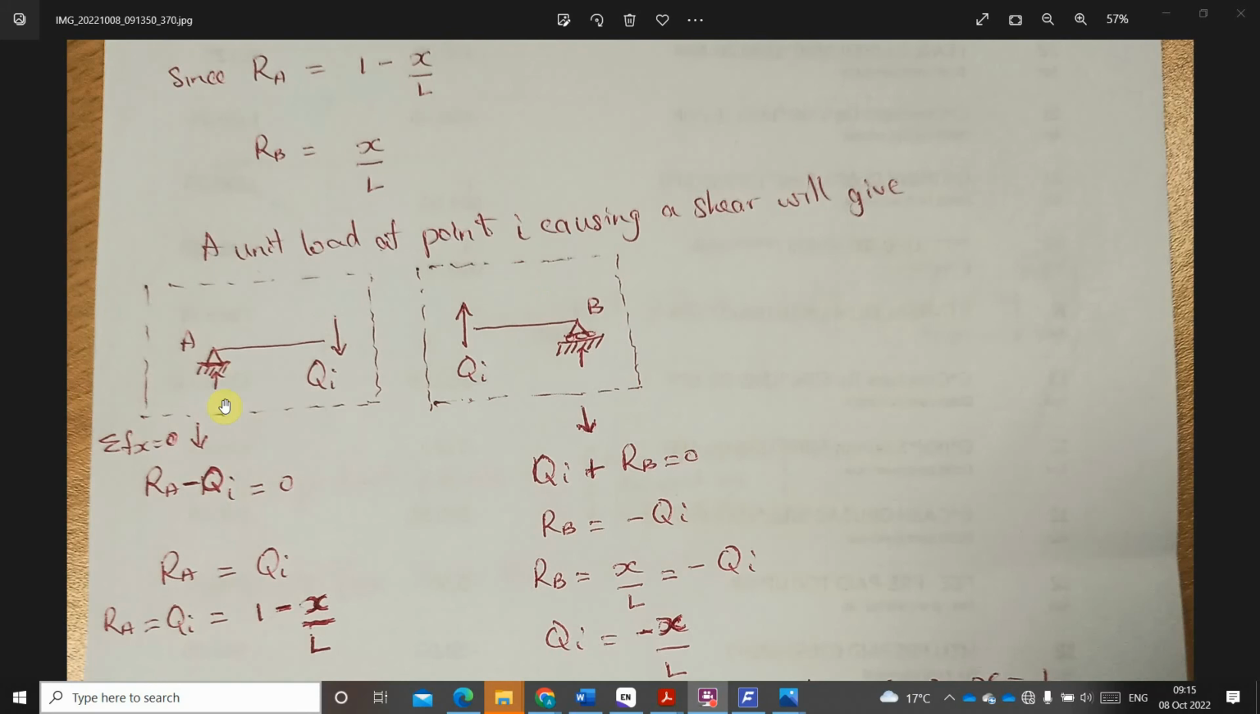Now let us look at it this way: the reaction at A, when we take the shear force, this is the reaction at A. This minus this will give us 0 if we want to take into consideration our equilibrium, and when we sum our forces along the S axis, the summation of our forces is equal to 0.